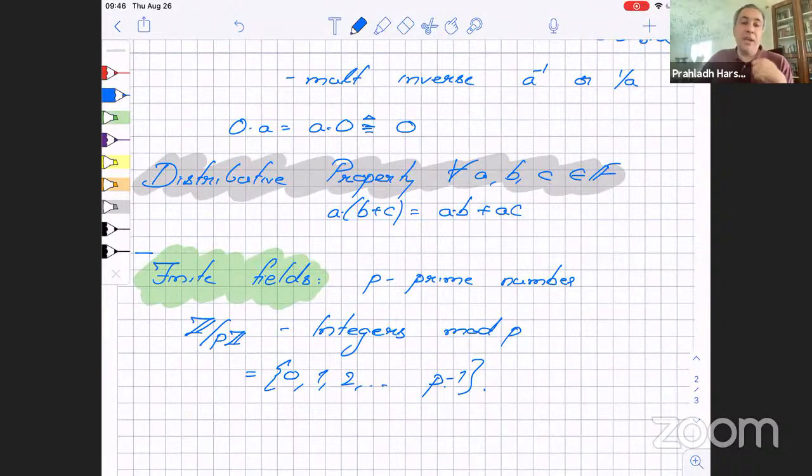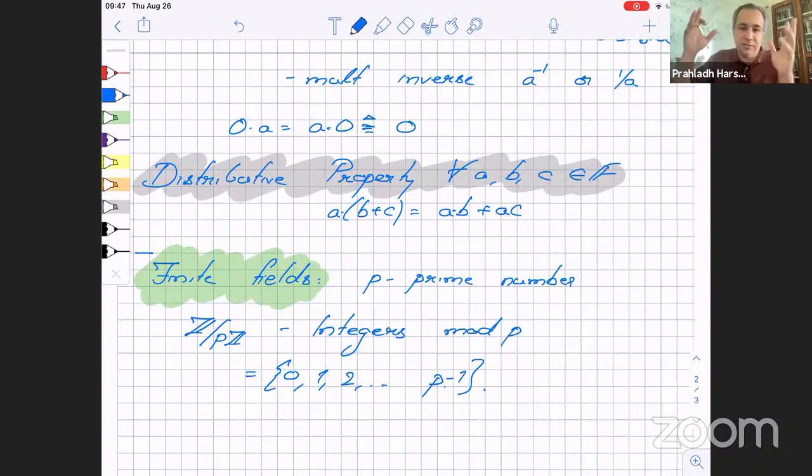But now you can ask, why is it a field under multiplication? Multiplication is well defined. And also it's clear that 1 is the multiplicative identity. 1 is a number which does this. I want to further say that multiplicative inverses exist. This is the only non-trivial property that we need to check.